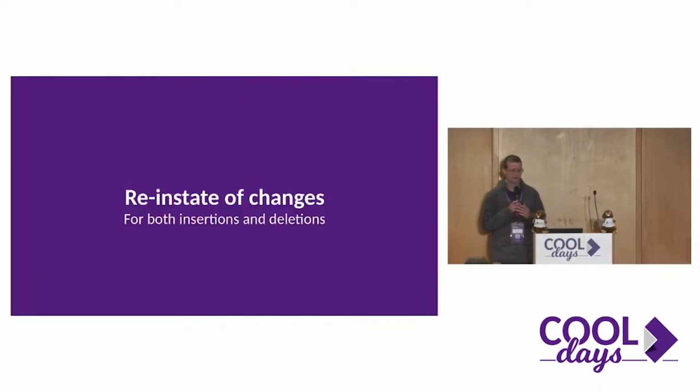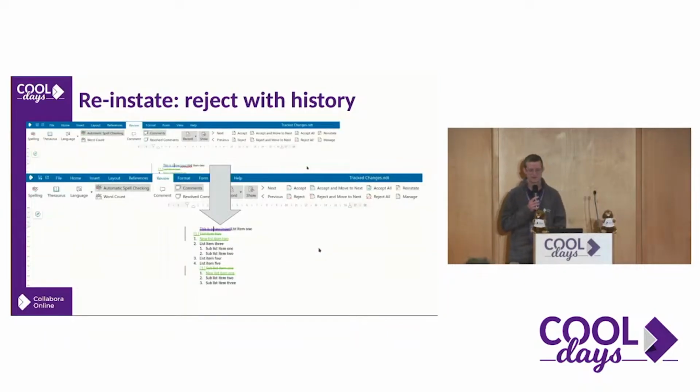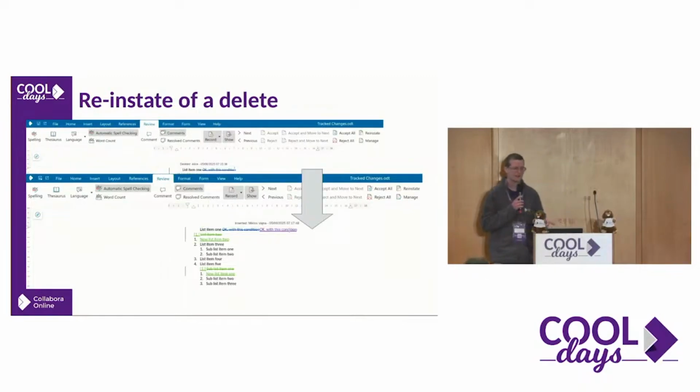Now, the second topic I wanted to cover is reinstating of changes. This is a little bit like rejecting a change, but with history. Perhaps it's easier to understand it for deletions. Let's say that there was some content in the document and there is a proposal to delete that.